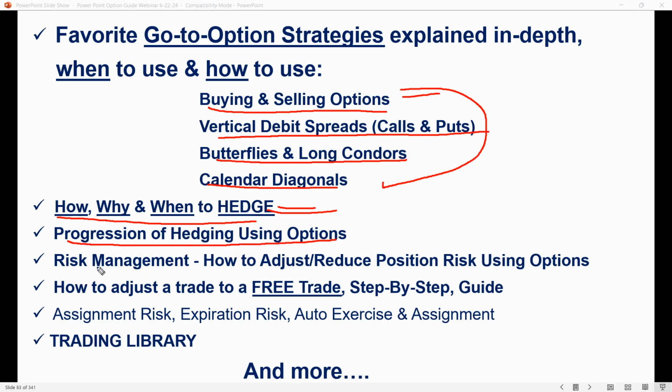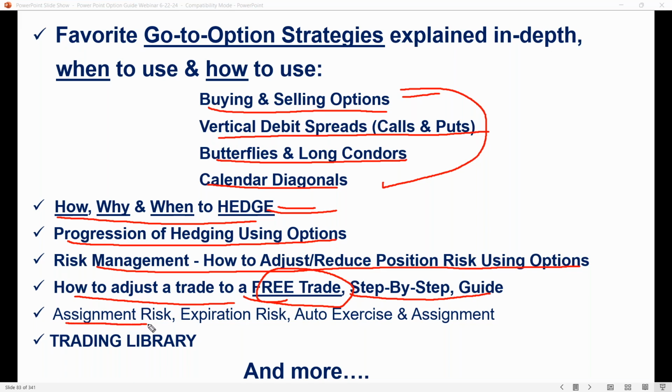Risk management, how to adjust, reduce your position risk, so we'll go through adjustments. So there's a lot in this course that'll be covered. How to adjust your trade to that free trade, like that Exxon trade, so that's what we're looking at, the steps that we're looking for in that.